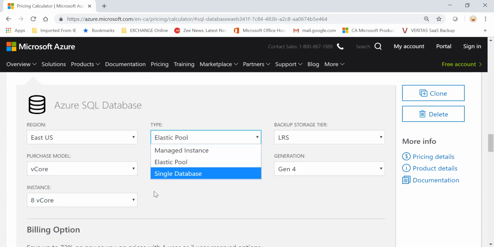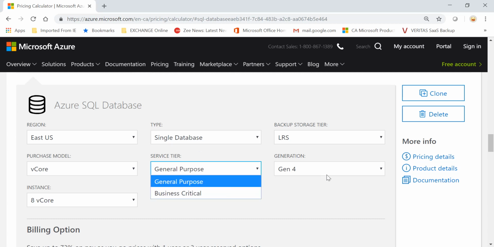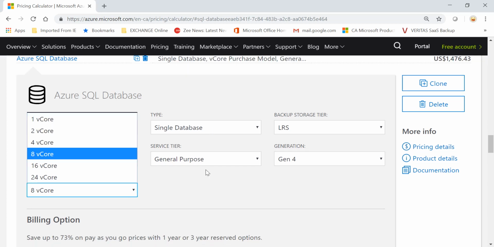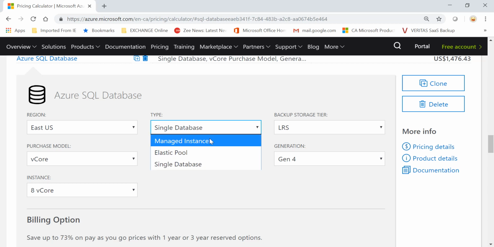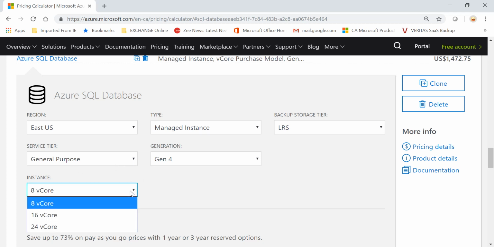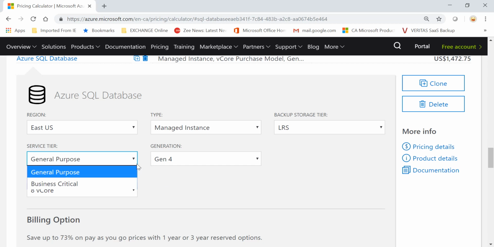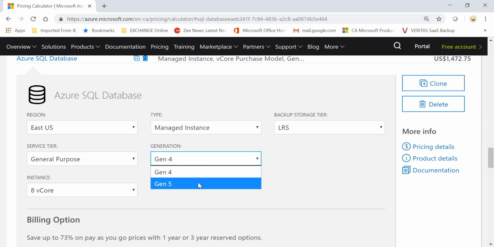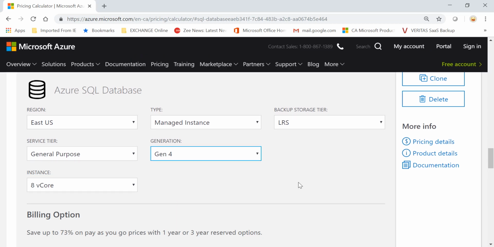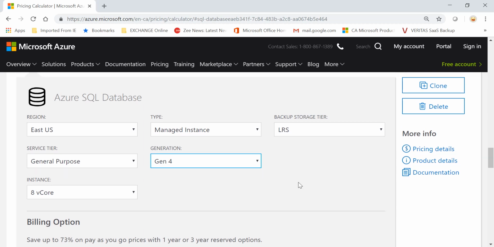And if I choose the vCore option, both for single database and elastic pool, then I have general purpose, business critical, Gen 4, Gen 5, and the instances will depend upon that. So that's single database and elastic pool. And if I go to the managed instance, you see I only have the vCore option. I don't have any database transactional unit option in this. And I have service tier, general purpose and business critical, to choose from. I have generation 4, generation 5. I said it's Intel Haswell and Intel Broadwell, so compute power. And obviously there's a limitation of how much storage minimum and maximum you can go, which you can go through in the Microsoft documentation.